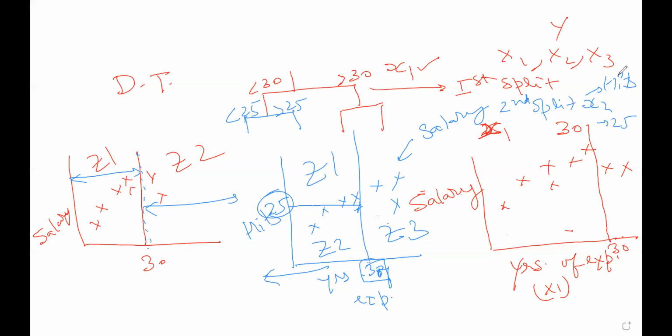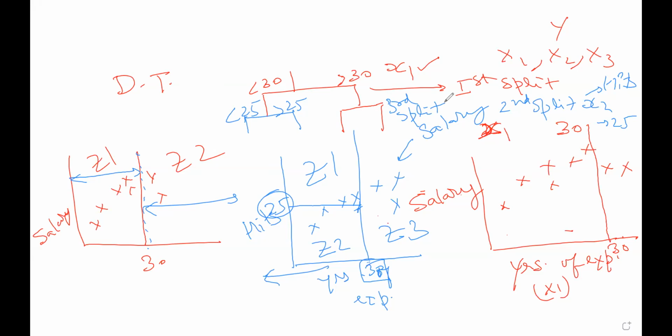Agreed? Okay, now if that is the case, maybe this would be the third split, and some other variable at some other value will be causing the third split to happen. So we can continue to do what we call growing the decision tree. The decision tree will keep on growing, right?